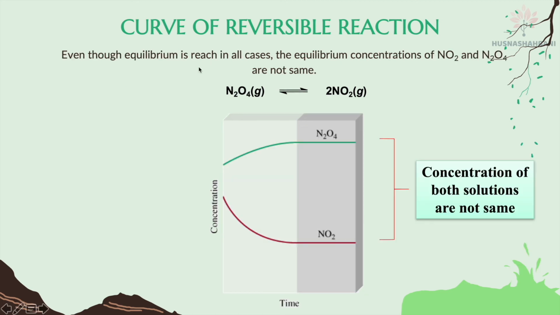Even though equilibrium is reached in all cases, the equilibrium concentrations of NO2 and N2O4 are not the same. As I've mentioned earlier, the rate of the forward reaction and the rate of the reverse reaction are equal, but the concentration of product and the concentration of reactant are not the same when equilibrium is reached.